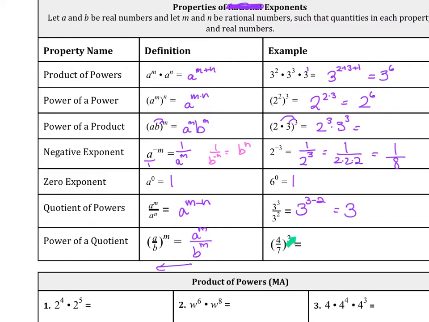For this example, what we can do is we'll apply the same property here. So let's go ahead and distribute that. So this is going to be 4 to the 3rd over 7 to the 3rd. And then we could distribute it out just to kind of get used to seeing the numbers. So 4 to the 3rd is 64. 7 to the 3rd, that is 7 times 7 is 49. 49 times 7 is 343.